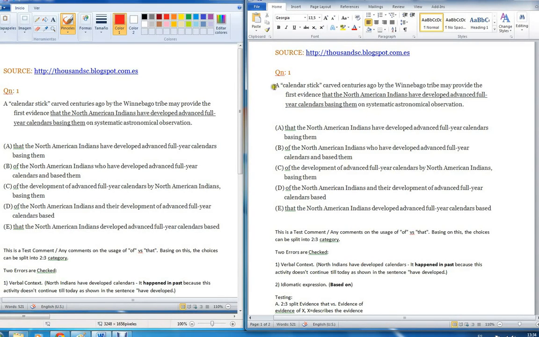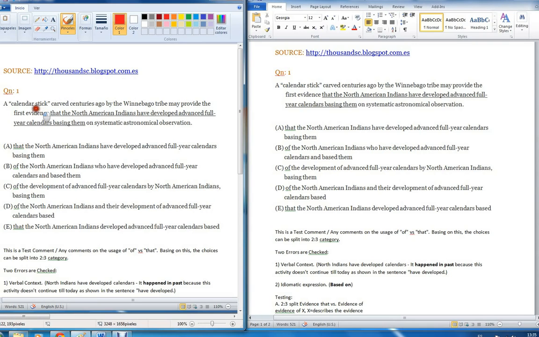The GMAT. Okay, so this is the first question. It reads: a calendar stick carved centuries ago by the Winnebago tribe may provide diverse evidence that the North American Indians have developed advanced full-year calendars, basing them on systematic astronomical observations. So the first thing here maybe is to think about idioms and verbs.